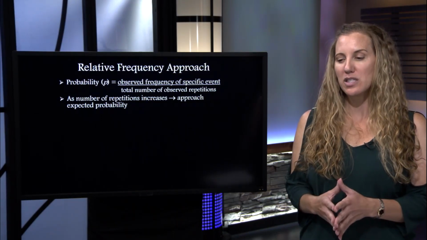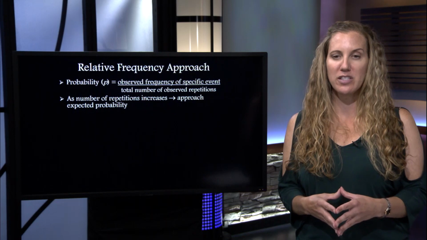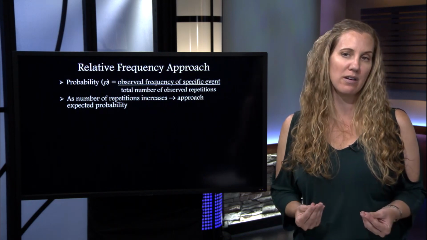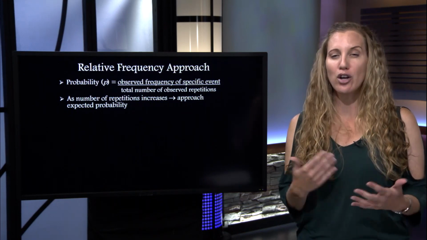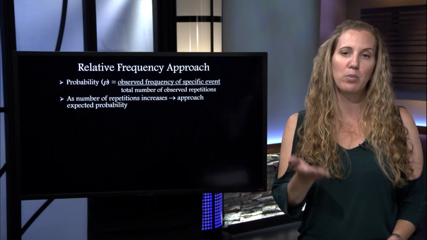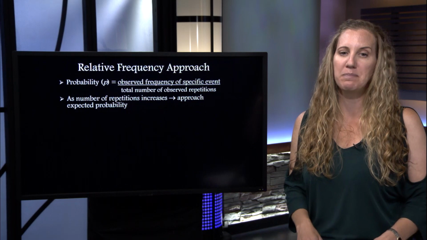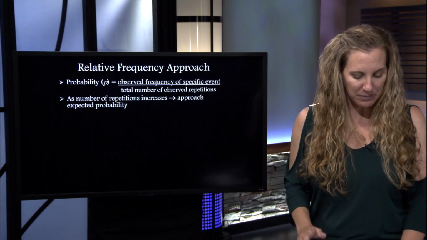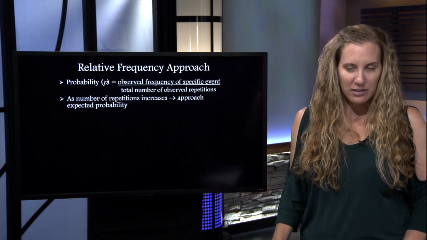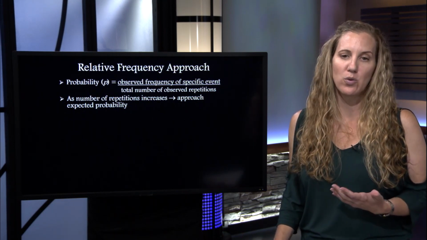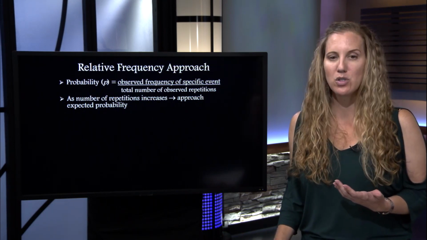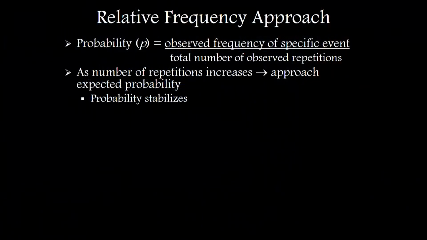Later in the semester, when we talk about inferential statistics, we're going to talk about the central limit theorem. The central limit theorem is the idea that with a large number of repetitions, we're going to approach our expected probability. So think about it like this: as the number of repetitions increases, our probability is going to begin to stabilize.